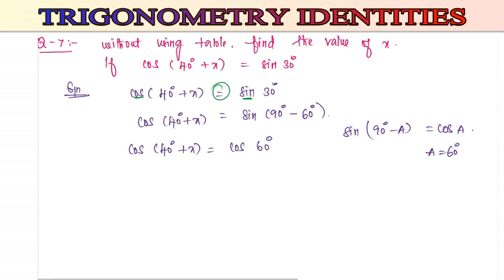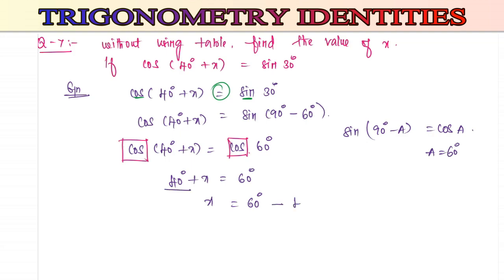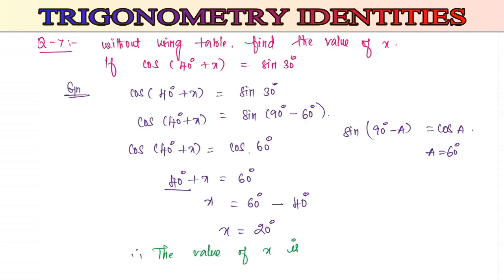Now here the ratios are equal. When the ratios are equal, you can equate the angles. So you will get 40 degree plus x is equal to 60 degree. So x is equal to 60 degree minus 40 degree. When you shift this plus 40 to the opposite side, it will be minus 40. We got x is equal to 20 degree. The value of x is 20.